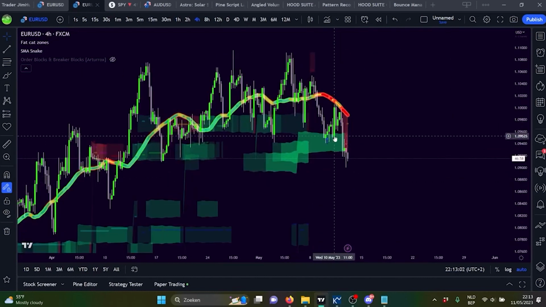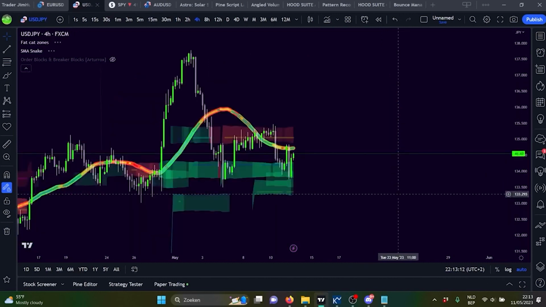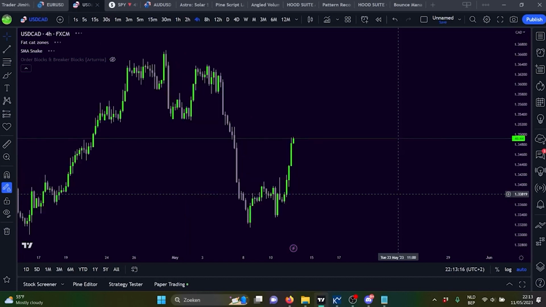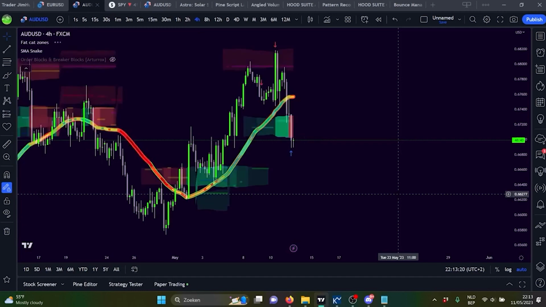Here we are breaking through the zone. I want this to break a bit further, then come back and then go short on Euro USD. Here we got a similar situation as on Euro USD.